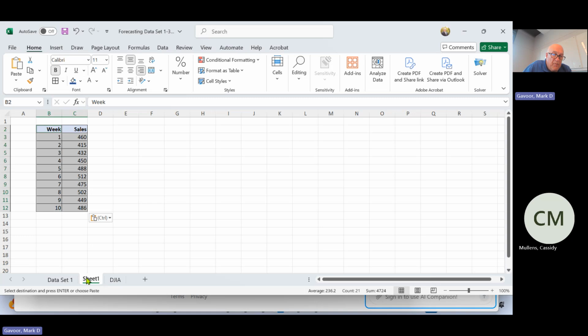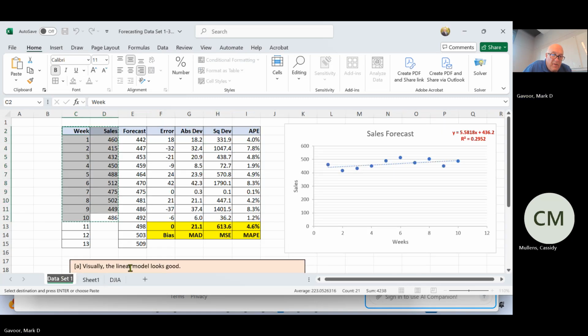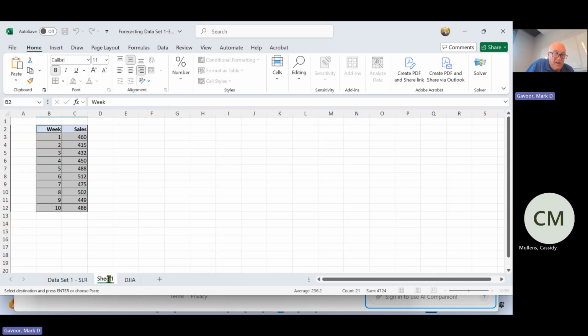It's not sheet 1 anymore. Let's say data set 1. If I double click on the tab, I can edit it. And let's do SLR for simple linear regression. Sheet number 2 is going to be data set 1, moving average slash, I run out of space. Let's just call it moving average. It doesn't like the slash. That's what it didn't like.